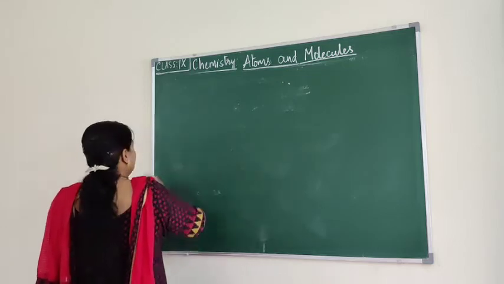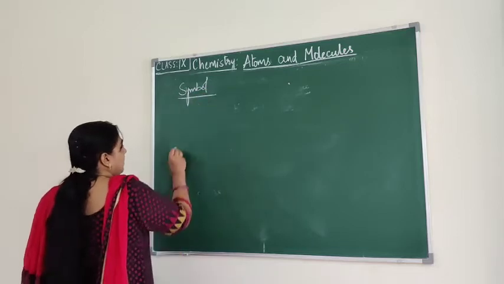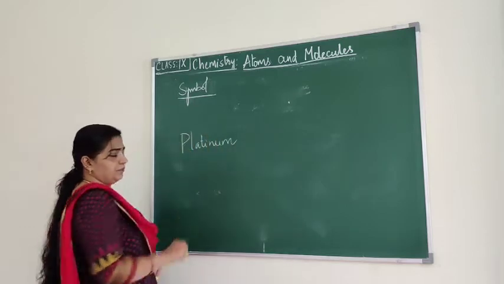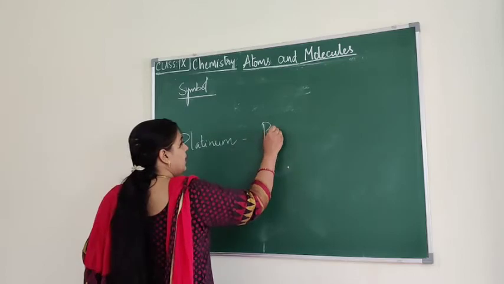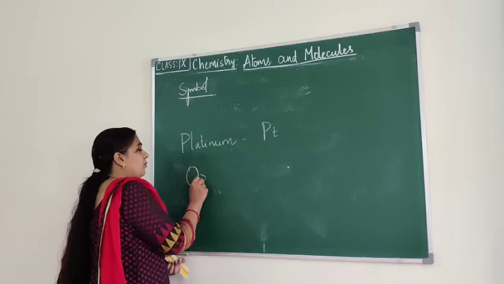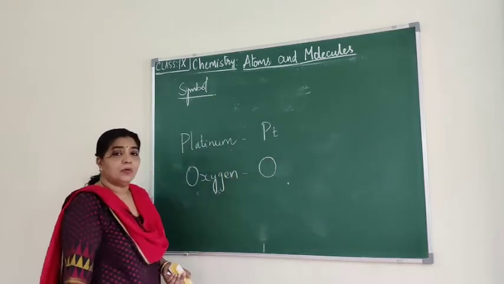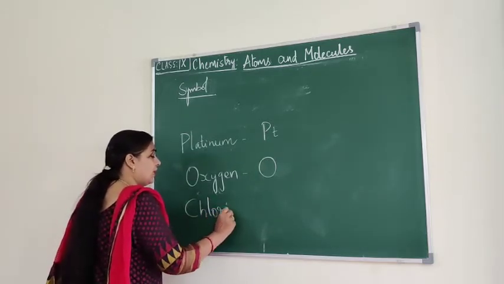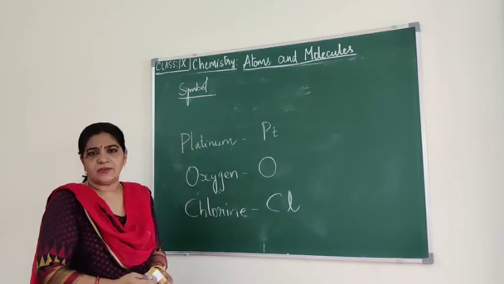So what is a symbol? Now, when I say platinum, what is the symbol of platinum? Pt. Platinum is Pt. And if I want to write the symbol for oxygen, I write O. Or if I want to write the symbol of chlorine, I write Cl.